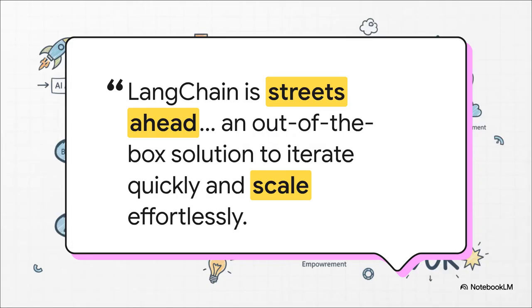And this quote from a principal software engineer at a major company really says it all. He says, LangChain is streets ahead. LangGraph sits as the foundation for how we can build and scale AI workloads. LangChain delivers an out-of-the-box solution to iterate quickly, debug immediately, and scale effortlessly. I mean, wow, that's about as strong an endorsement as you can get.